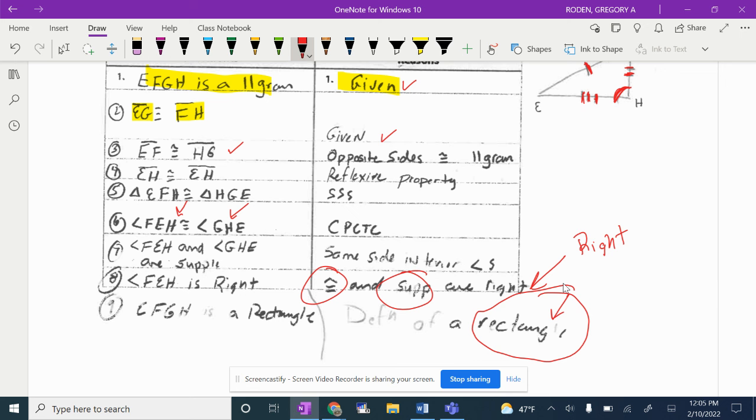So the key, in my opinion, is this. Here's where I gave the points. I wanted the reflexive property in there. I wanted SSS. I wanted CPCTC. And then I wanted to see if you could come up with something like this: that if you know the angles are congruent and supplementary, then they are right angles, which means it's a rectangle. So that's my gist there.